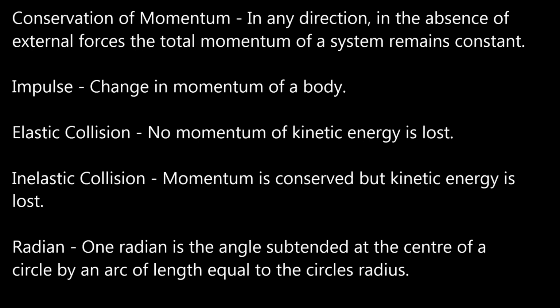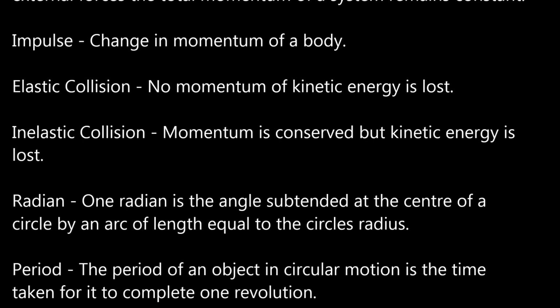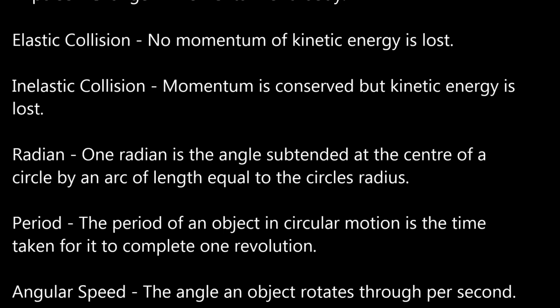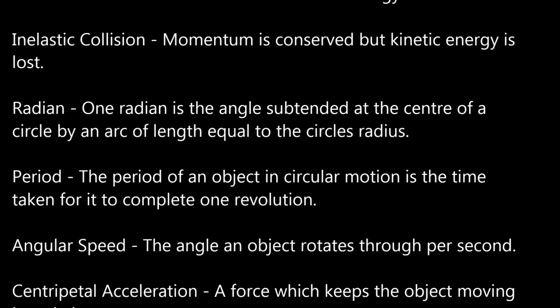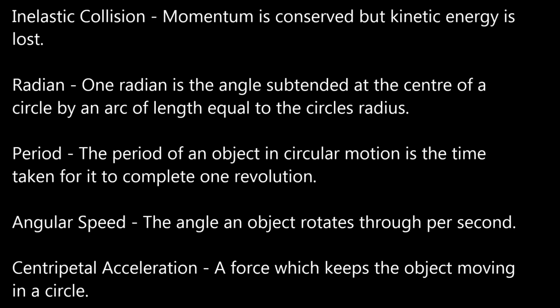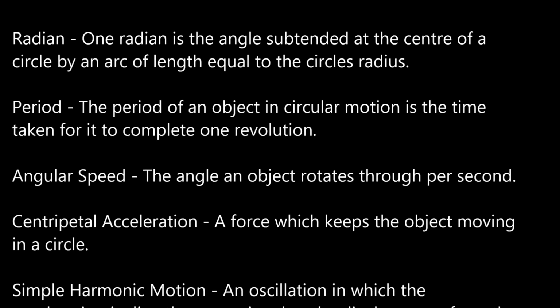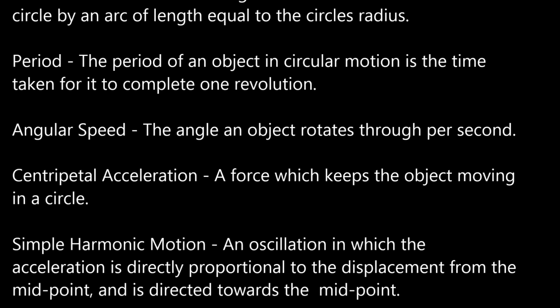Radian: 1 radian is the angle subtended at the center of a circle by an arc of length equal to the circle's radius. Period: the period of an object in circular motion is the time taken for it to complete 1 revolution. Angular speed: the angle an object rotates through per second. Centripetal acceleration: a force which keeps the object moving in a circle.